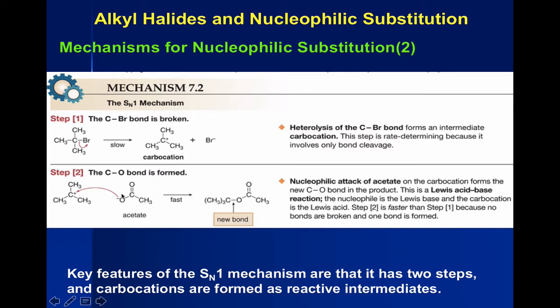And then some nucleophile, in this case, they're showing the acetate anion as the nucleophile, can come in and attack in a fast step to form a new carbon-oxygen bond. So if you look at this particular overall reaction, what we're doing is taking an alkyl halide, which happens to be tertiary, and reacting it with acetate to make an ester. That's another functional group transformation that we can do.